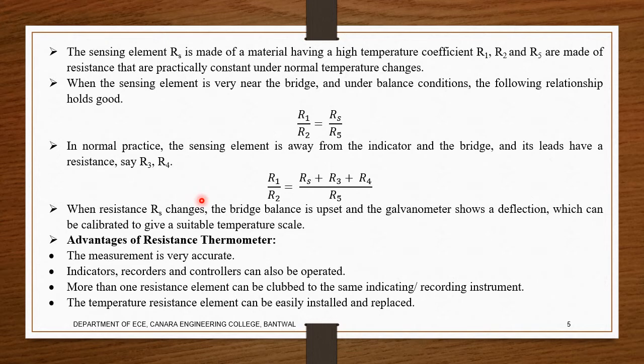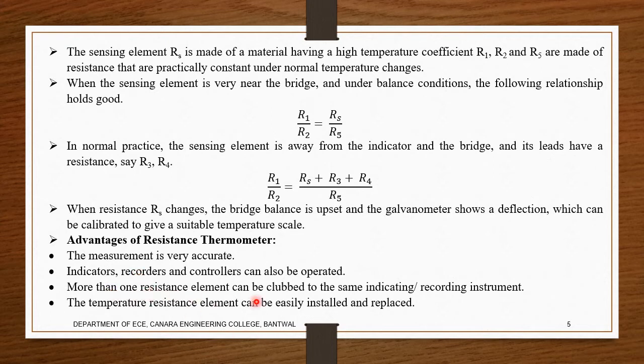Now we'll discuss the advantages of the resistance thermometer. First, the measurement done is very accurate. Second, indicators, recorders and controllers can also be operated. So as per the industrial application, we can use it as indicators, recorders, and controllers. Recorders we can usually use for any further application. So what were the temperature changes there?